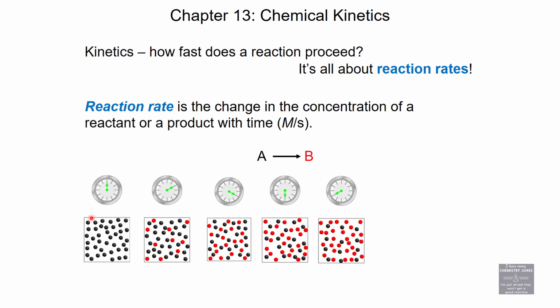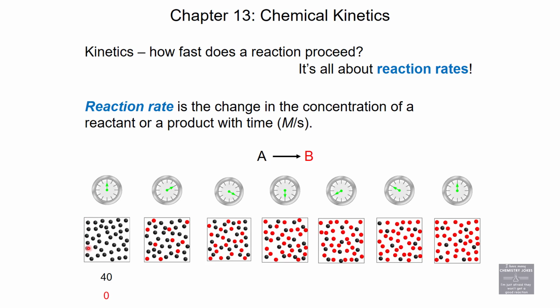If we look at these little things down here, if I made you count, you would count that there are 40 black dots and 0 red dots. So 40 A molecules, we'll say, and 0 B molecules. If you count again, there are 30 and 10 now, because it's a 1-to-1 ratio. When you lose 10 of these, you're going to gain 10 of those. And then you gain 8 and lose 8, et cetera, and we could keep counting.